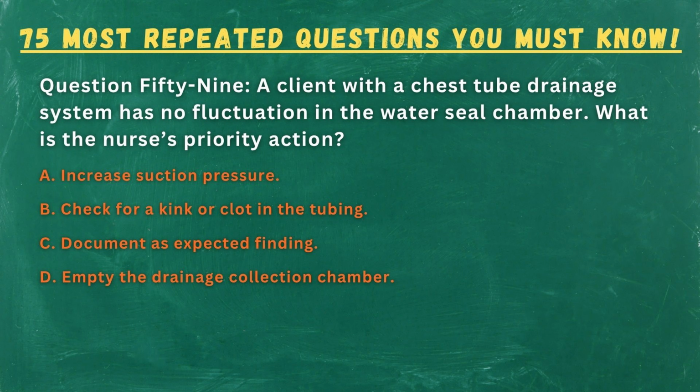Question 59. A client with a chest tube drainage system has no fluctuation in the water seal chamber. What is the nurse's priority action? A. Increase suction pressure. B. Check for a kink or clot in the tubing. C. Document as expected finding. D. Empty the drainage collection chamber.